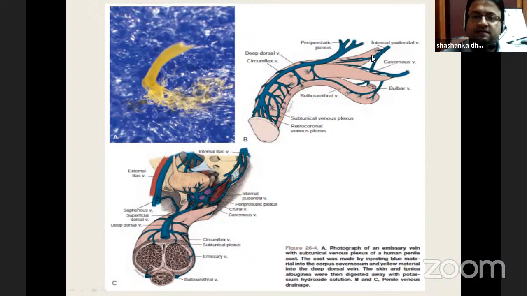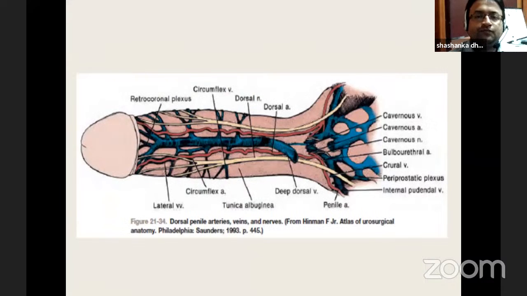And the internal supply also goes finally into the internal pudendal vein. There's this cavernous vein, just like the cavernous artery as well. So there's a plexus here as well, around the glans. Retrocoronal venous plexus. Okay, so more or less, I think we have a good idea of the arteries and veins and nerves of the penis.